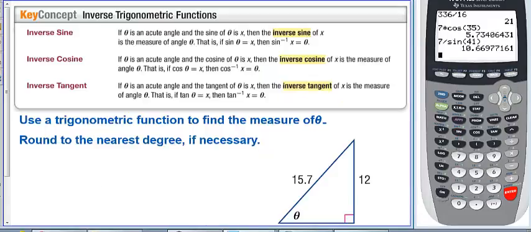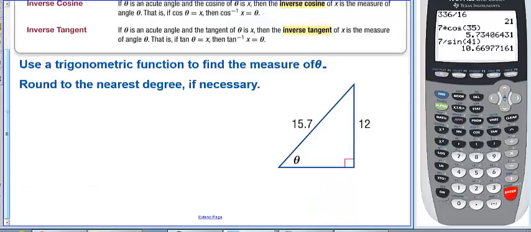10.7. Inverse trigonometric functions. Inverse sine is the opposite of, it undoes sine. It's not reciprocal. Reciprocal and undoing something in trig functions is not the same thing. It's much different. So inverse sine, let's see what it says. If theta is an acute angle and the sine of theta is x, then the inverse sine of x is the measure of the angle theta. That is, if sine theta equals x, then inverse sine of x equals theta.